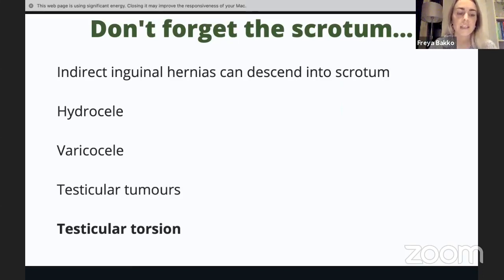Be very wary of testicular torsion. It causes necrosis of the testicle, and it's a really important diagnosis not to miss.